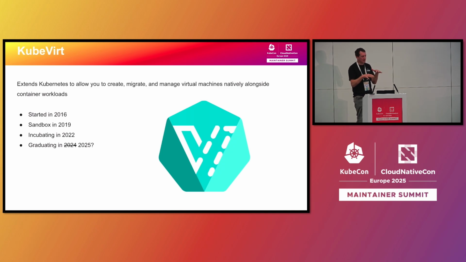So just a little bit of basics about KubeVirt. I mean, it doesn't matter too much. KubeVirt extends Kubernetes to allow you to create, migrate, and manage virtual machines natively alongside container workloads on top of Kubernetes. It's like a cloud-native application. It's a couple of controllers. You can deploy with Helm and so on and so forth. It was started in 2016. We got into Sandbox in 2019, incubated in 2022. And in order to follow the 3-year rhythm, we want to graduate in 2025.